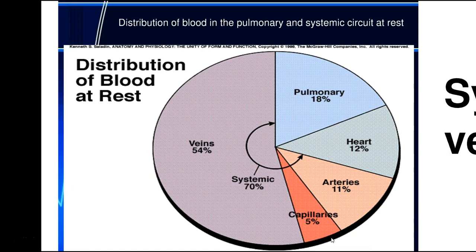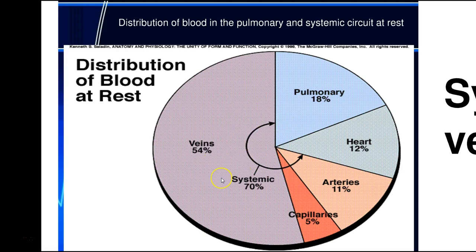So last slide, just look at this one here. Distribution of blood at rest. As I explained before, the vast majority of your blood is actually trying to make its way back to the heart. It's been out, it's done the job, and here we see 54% of it in your veins simply trying to make it back to the heart to go round the journey again.